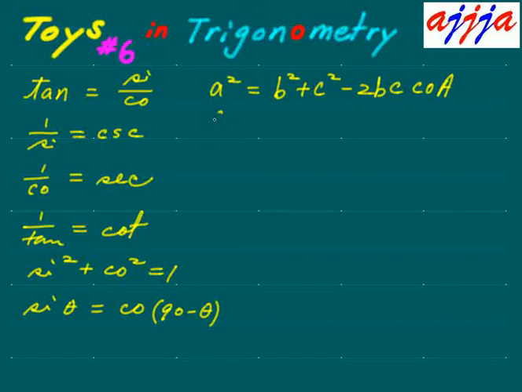What about the sine law? You remember this? a over sine A equals b over sine B equals c over sine C, which is 2R. You remember this R? That's the radius of the circumscribed circle. That's it. So now, what else?